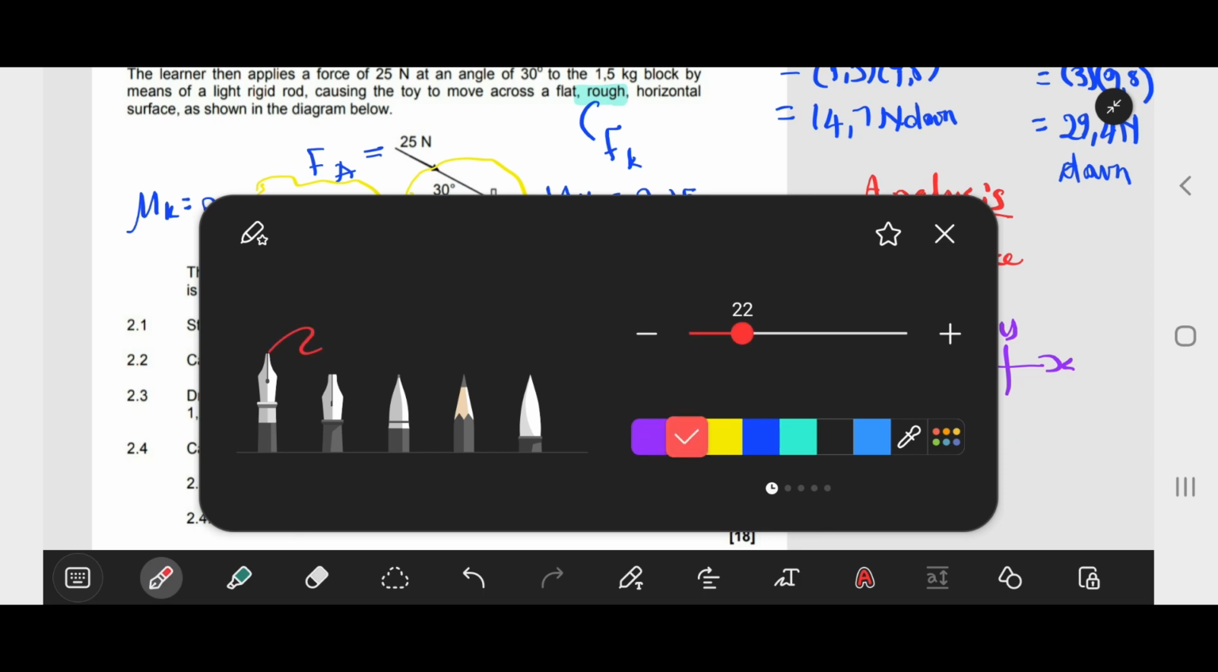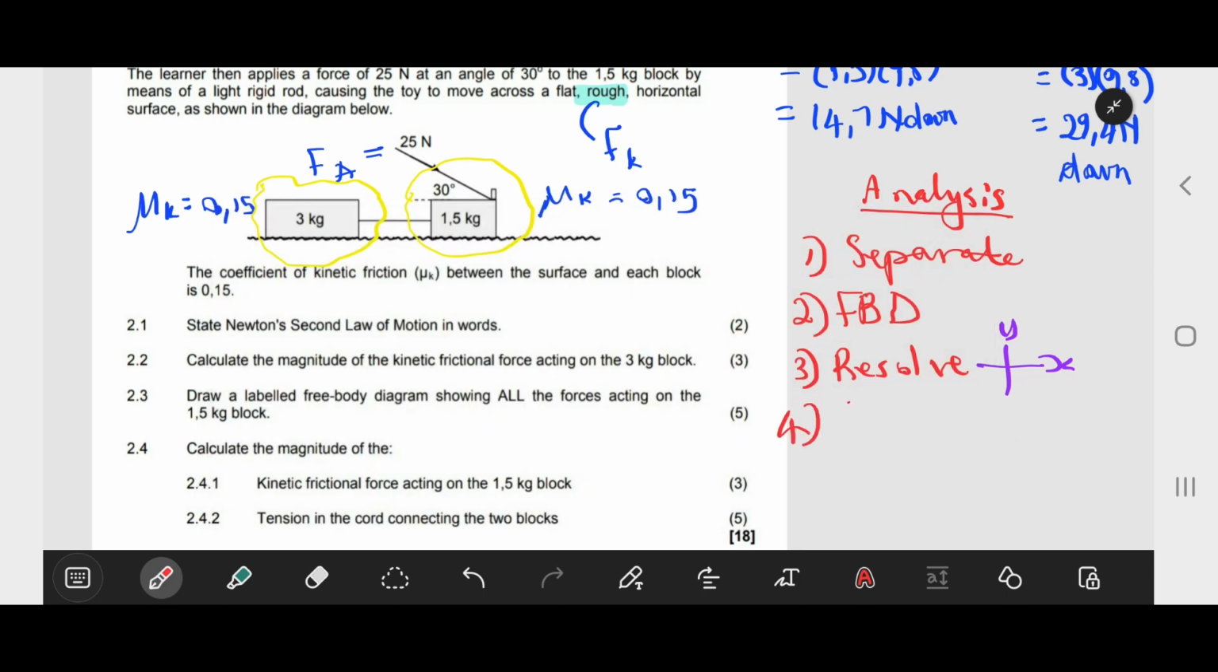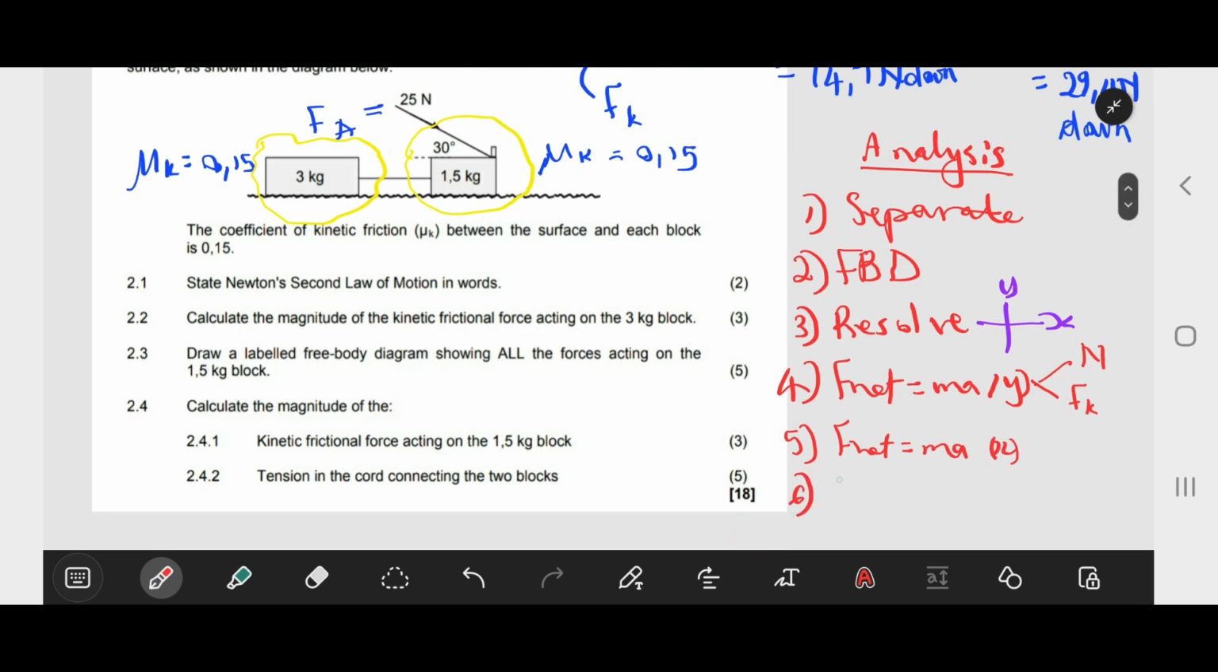And then the next step after resolving is to perform your F net in the y direction. Why do we perform the F net in the y direction? So that we can obtain our normal force, and after obtaining the normal force we can obtain our friction for that object, right? And then step number 5, F net in the x direction. And then the last step is to solve any unknowns.